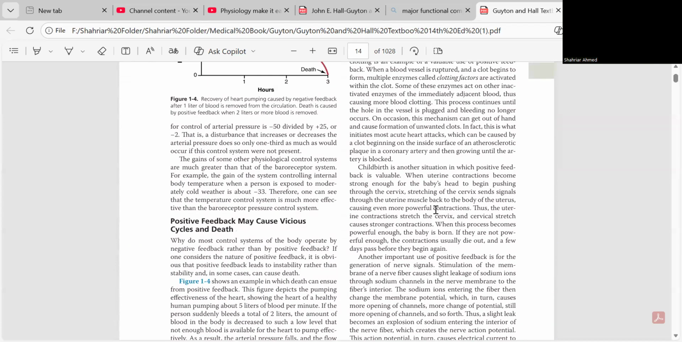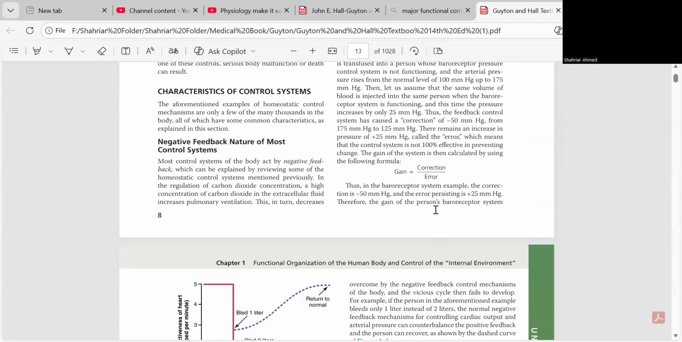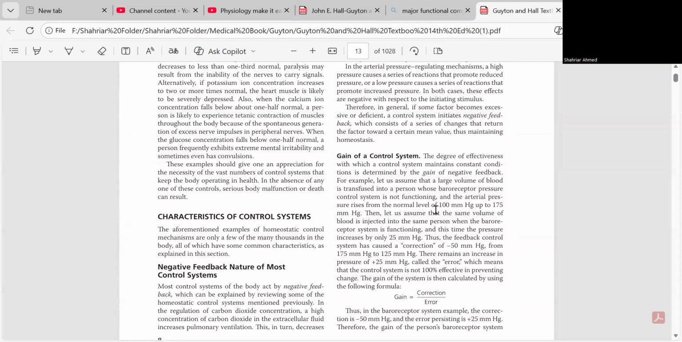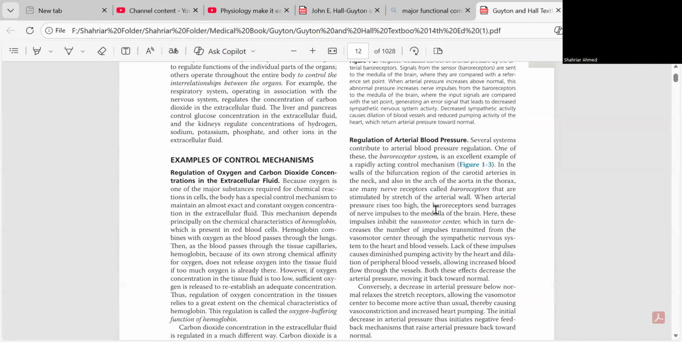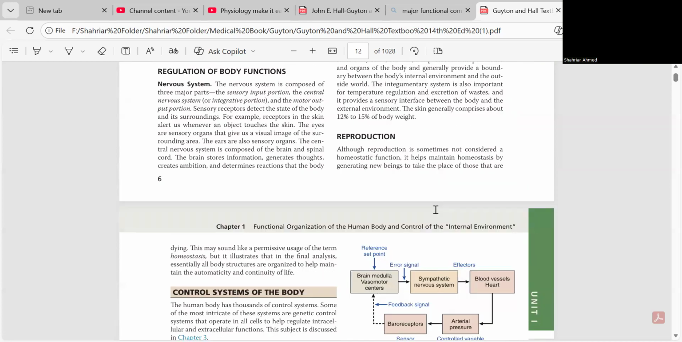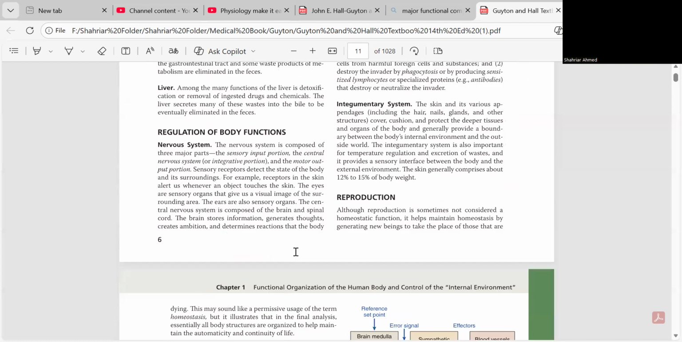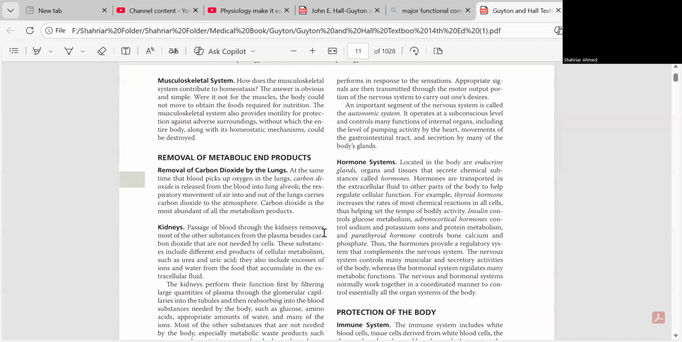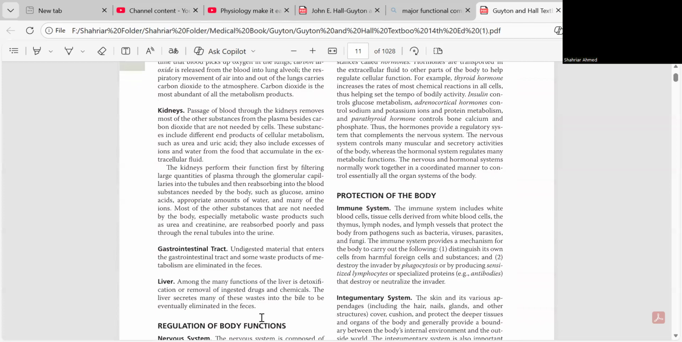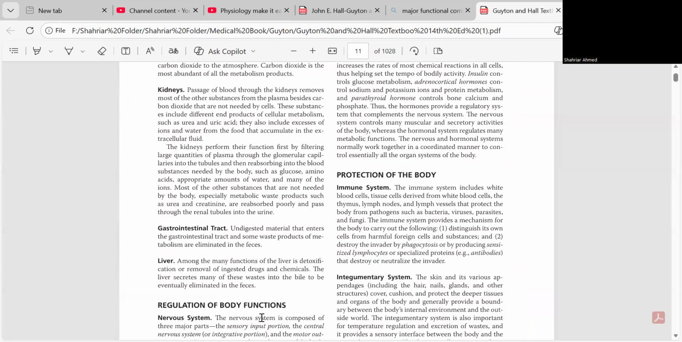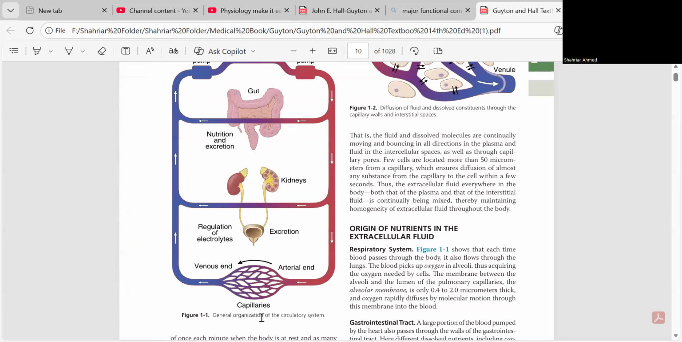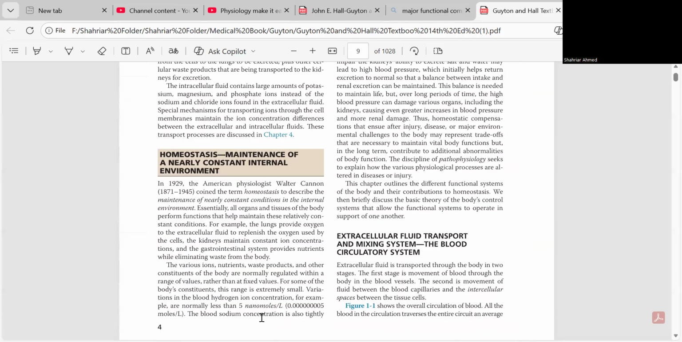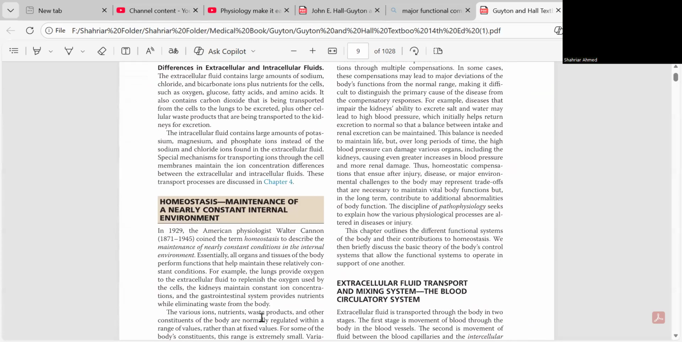And how are the positive and negative feedback systems maintained? They are maintained by different control systems like the nervous system and the hormone system. The hormone and nervous systems maintain the other systems of the body, and you will have to read through this chapter to understand more and more. I think it will be beneficial from this discussion.